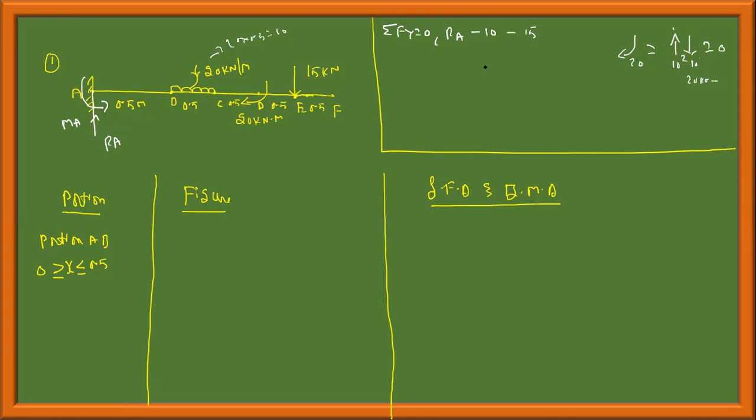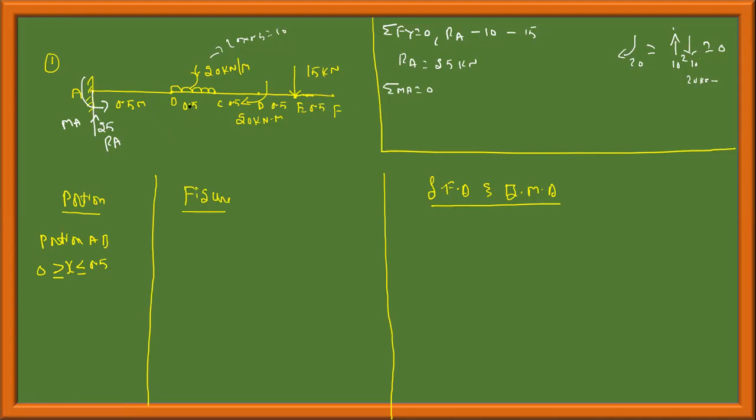Next, I can write this as RA is equal to 25 kilonewton. This I will indicate by 25 kilonewton, RA. Next, summation of moment about point A is equal to 0. At point A, there is a moment MA.